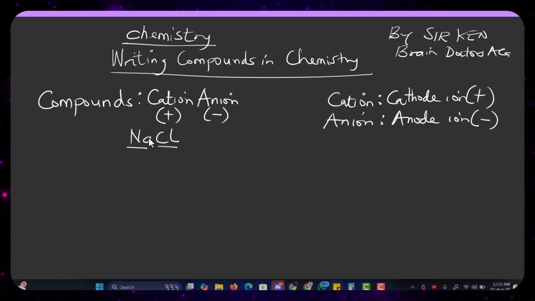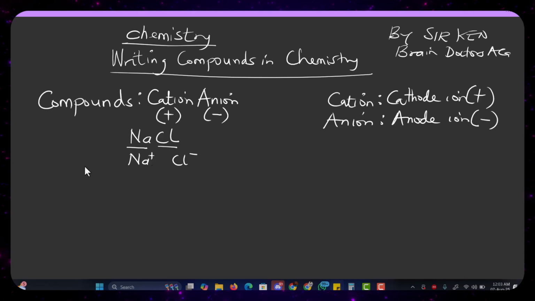Now the first element will give you the positive ion, that is sodium ion, and the second one will give you the negative ion, which is chloride ion. So you now see that the ionic form of this compound known as sodium chloride is sodium ion and chloride ion. In today's video, I'll be explaining how to write compounds in chemistry. So by the time you know the ions that we have, you use the ions to get your compound.